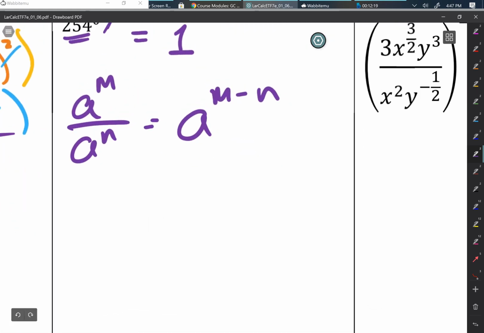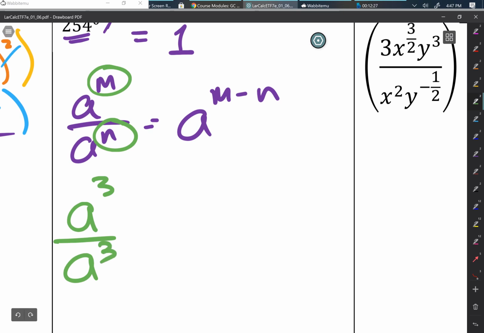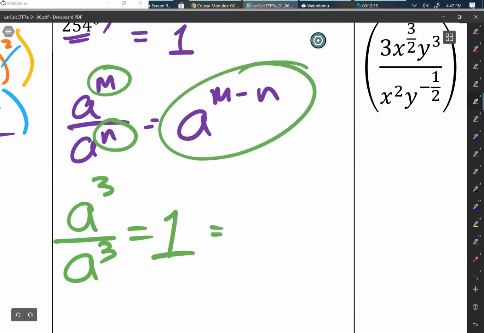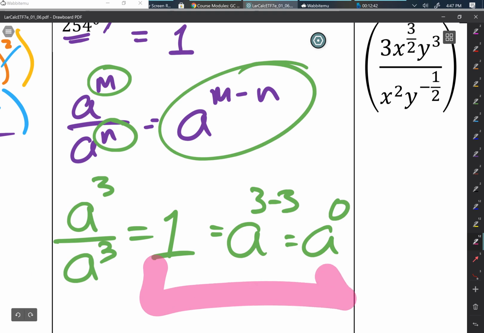What if these two were the same? What if it was a cubed over a cubed? Well, I learned a long time ago that when upstairs and downstairs are the same, that's equal to 1. But if I attempt to apply this rule to it, I get this. Well, somehow, mathematically, these two things have to be the same. Because you can't have something be equal to 1 and equal to something else at the same time. It's either equal to 1 or it isn't. And so for it to be equal to 1, that must imply that a to the 0 is equal to 1.